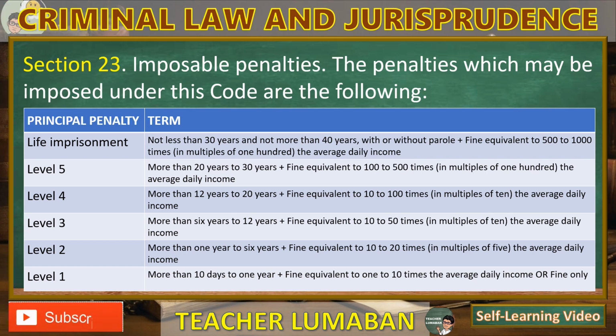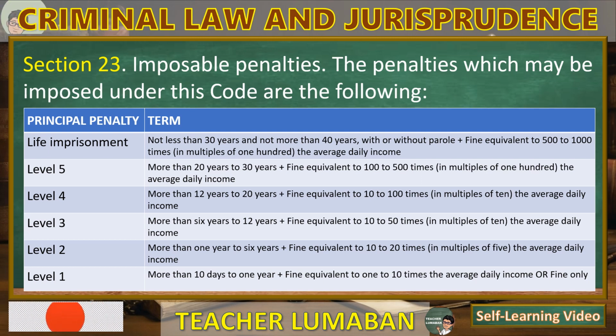Principal penalty, level 5, the term is, more than 20 years to 30 years dagdag fine equivalent to 100 to 500 times, in multiples of 100, the average daily income. Level 5, ang termino ay, mahigit 20 taon hanggang 30 taon dagdag fine na katumbas ng 100 hanggang 500 beses sa multiple ng 100, ang average na pang-araw-araw na kita.